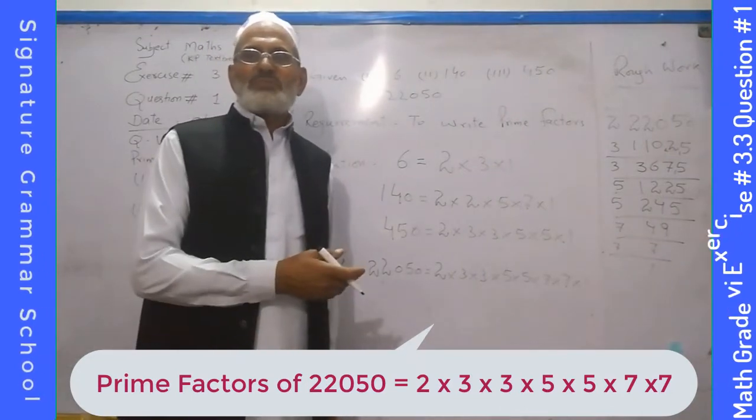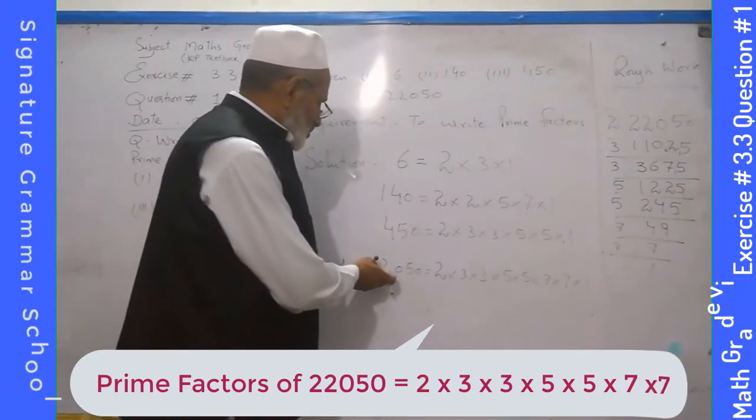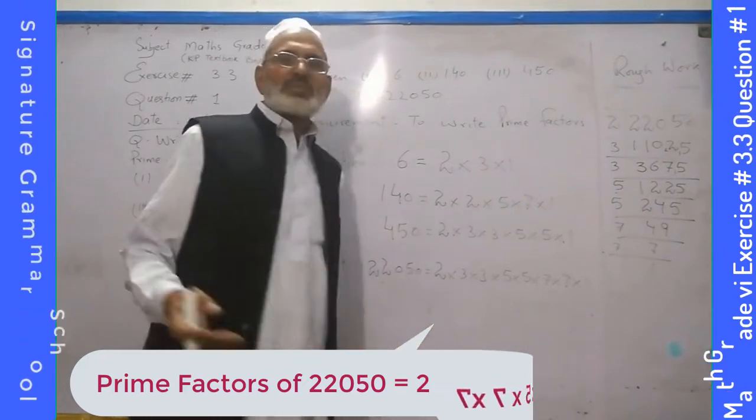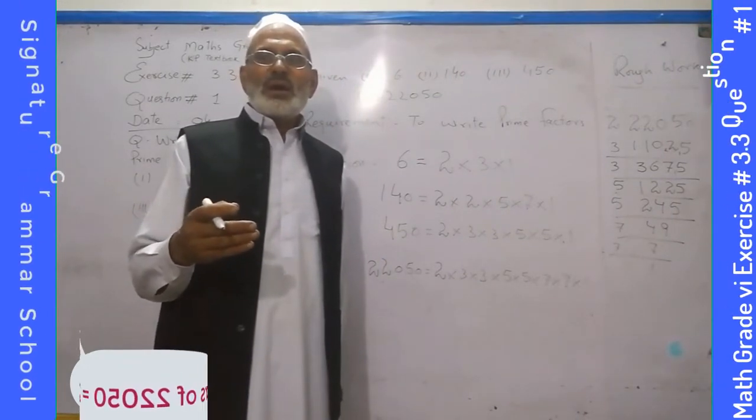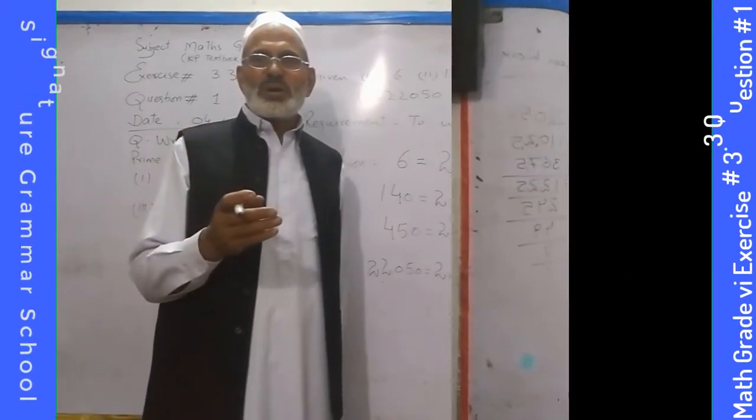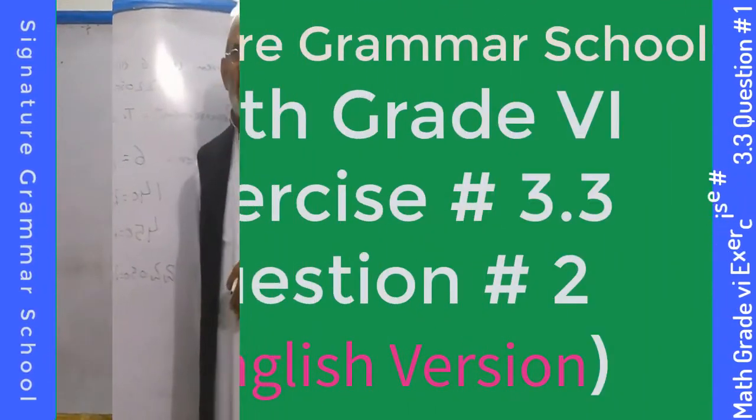So these are the prime factors of 22,050. Prime factors are those which can't be divided by any other number, but can be divided by itself and by 1. Thank you very much.